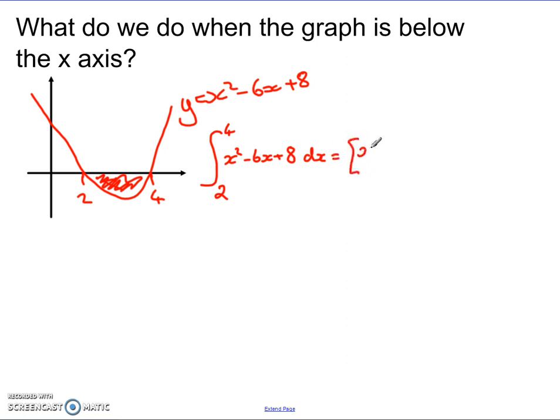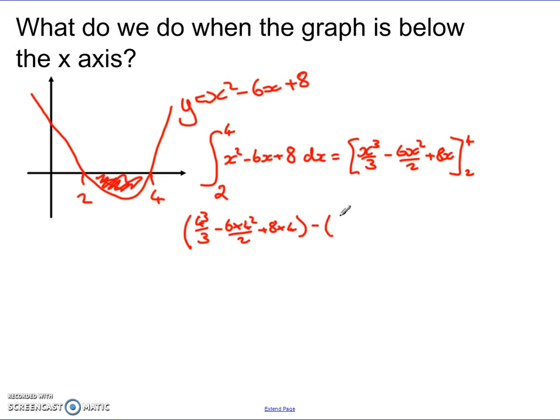So if I integrate it, I get x cubed over 3 take away 6x squared over 2 plus 8x. And again, it's between 2 and 4. Plug in the limits, upper take away the lower, and I'll get my area. So I've got 4 cubed over 3 take away 6 times 4 squared over 2 plus 8 times 4. That's in one bracket. That's then take away my second bracket, so my lower limit, 2 cubed over 3 minus 6 times 2 squared over 2 plus 8 times 2.